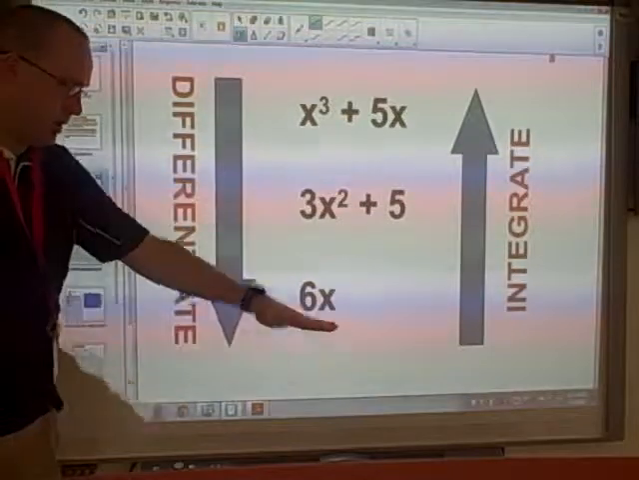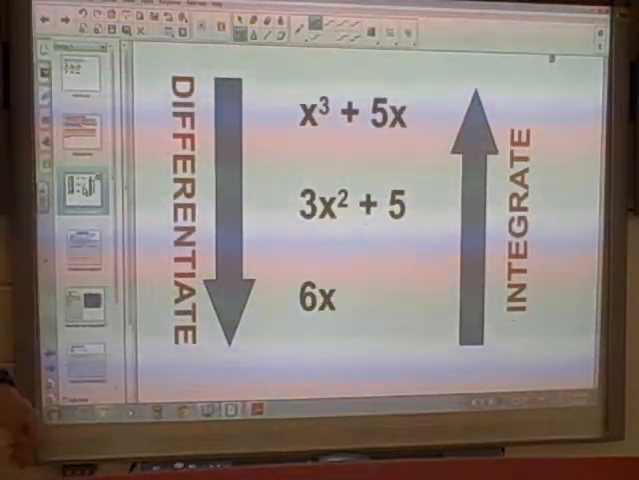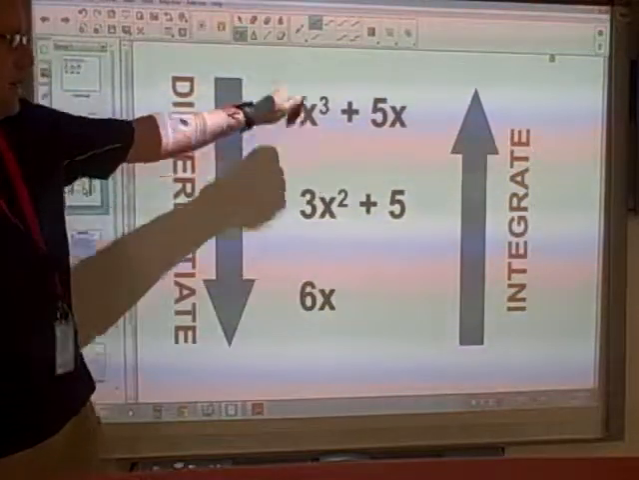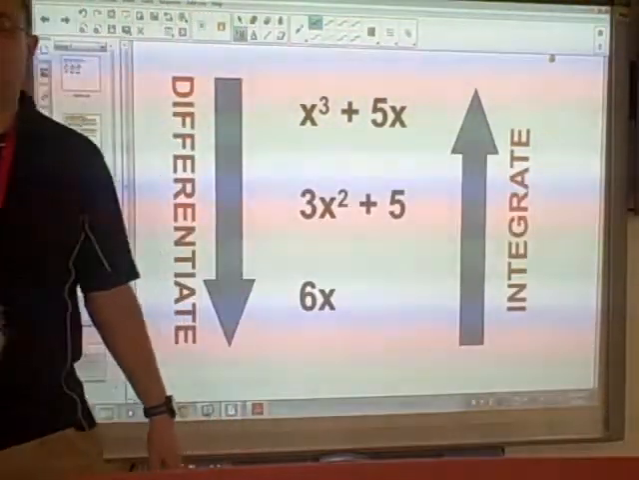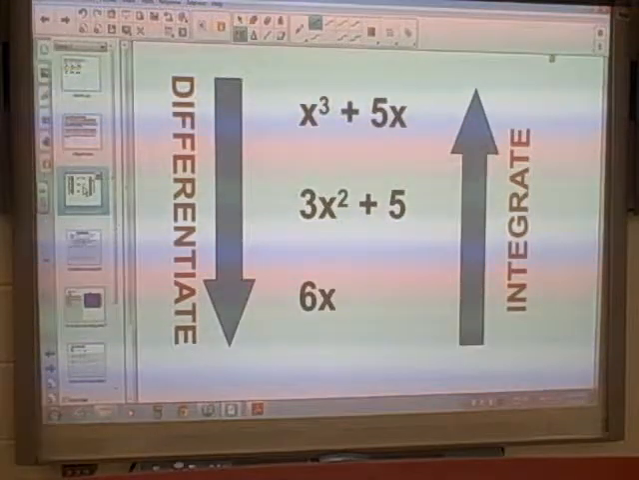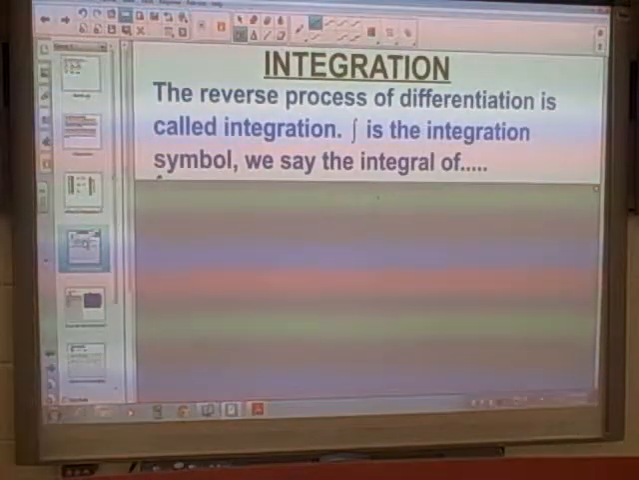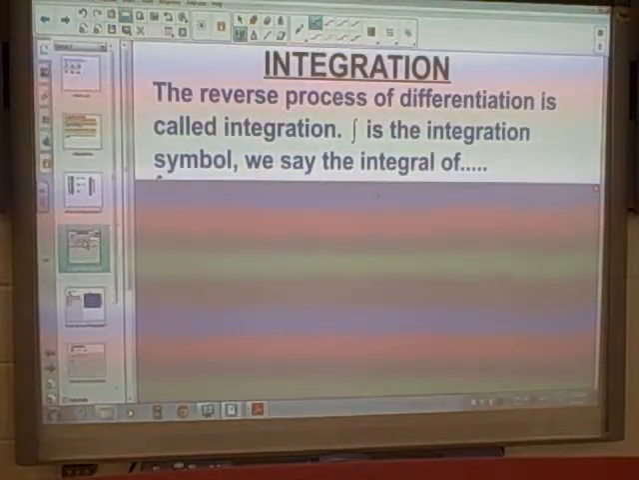Now what's actually happened here is, when we differentiate, we take an expression and then we work out from here to here, and then from here to here. What we actually did in the warm-up was we did the opposite. We took our answer and tried to figure out what the question is. Now when that happens, that's called integrate, or the topic specifically is integration. So the reverse process of differentiation is called integration.